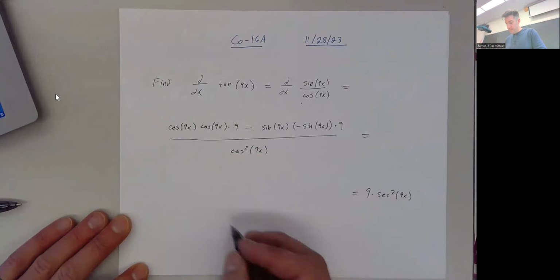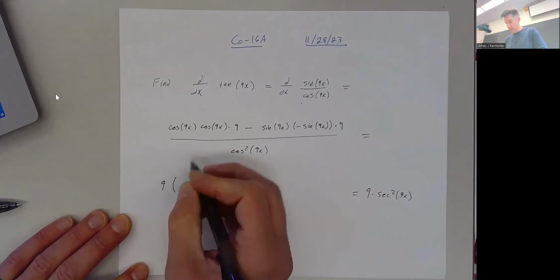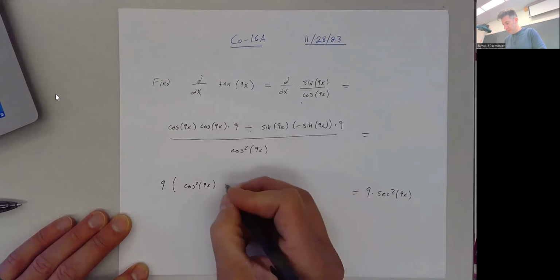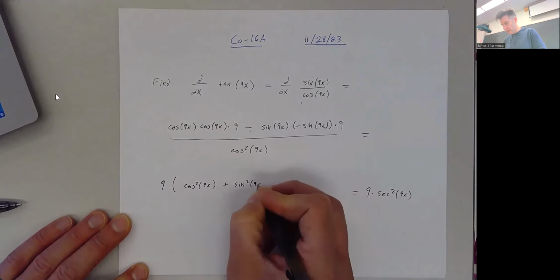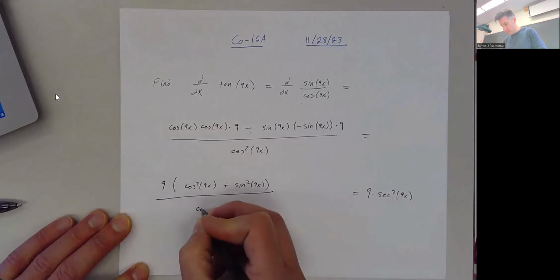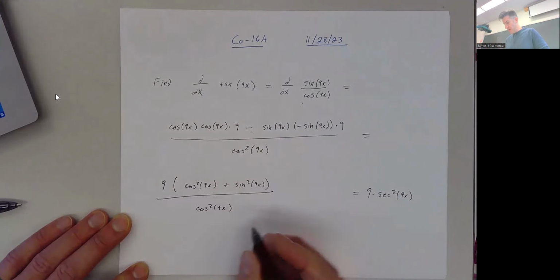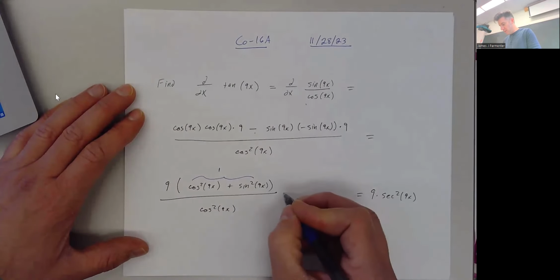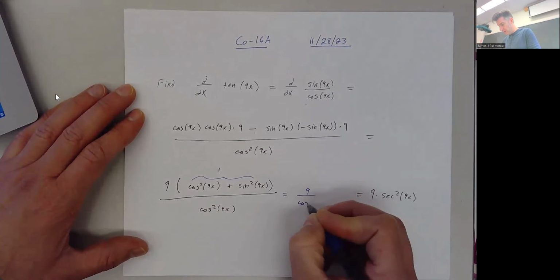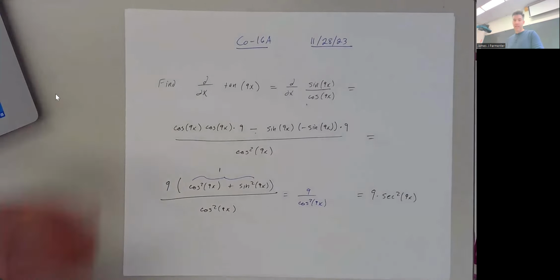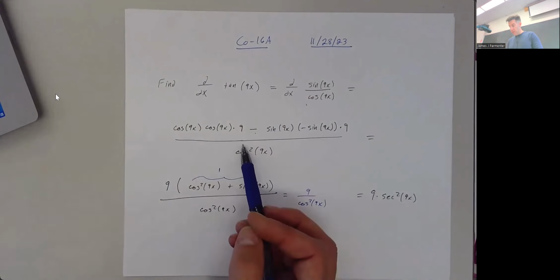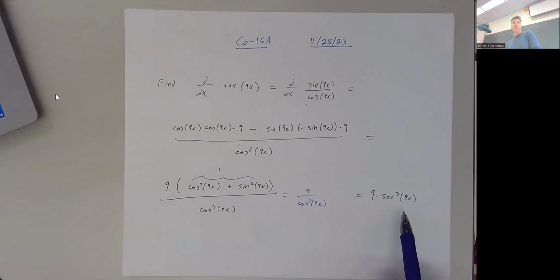Factor out the 9. And then you've got cosine squared of 9x, minus times a minus is plus, sine squared of 9x, all divided by cosine squared of 9x. And then I probably would just say, oh yeah, that's 1. So this is equal to 9 over cosine squared of 9x, which is equal to 9 secant squared of 9x. So you could probably get away with showing one or two less steps here, but you definitely need to have this step and then this last answer because it's supposed to equal that.